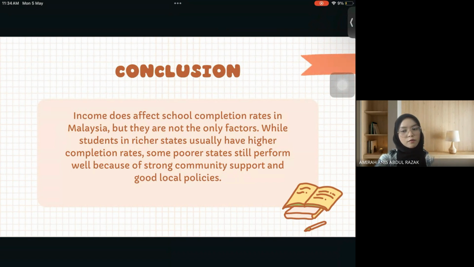So, the conclusion that we have drawn from this article is that income does affect school completion rates in Malaysia, but it is not the only factor. There are many more factors that can contribute to the completion rates of students. While students in richer states like Kuala Lumpur usually have higher completion rates, some poorer states still perform well because of strong community support and good local policies.